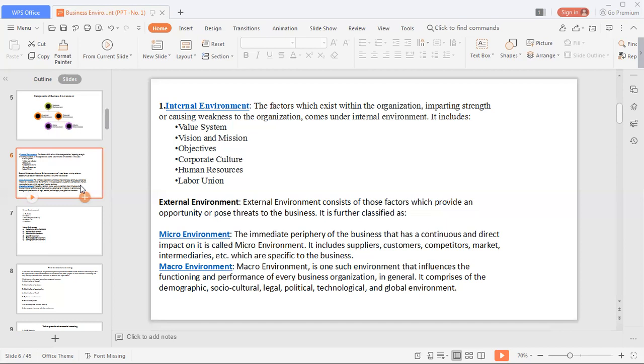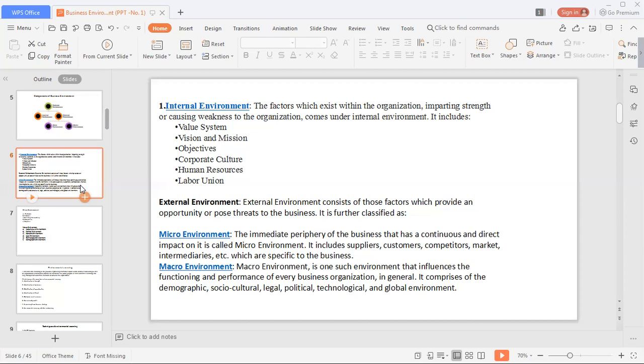Coming over to micro-environmental factors, macro-environmental factors are generally more uncontrollable than micro-environmental factors. Macro-environment consists of the factors which are external to the business and somewhat uncontrollable in nature. Well, let us discuss certain factors which affect the business from the point of view of the macro-environmental factors.